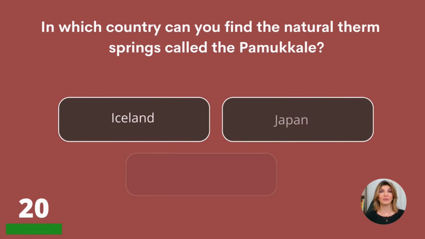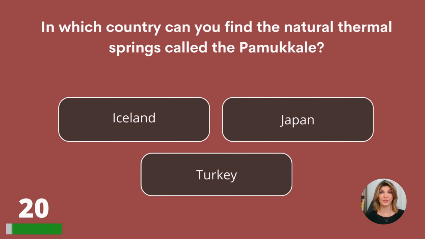In which country can you find the natural thermal springs called the Pamukkale? Iceland, Japan, or Turkey? Turkey.